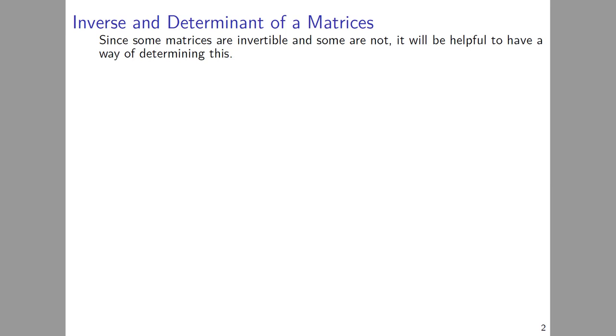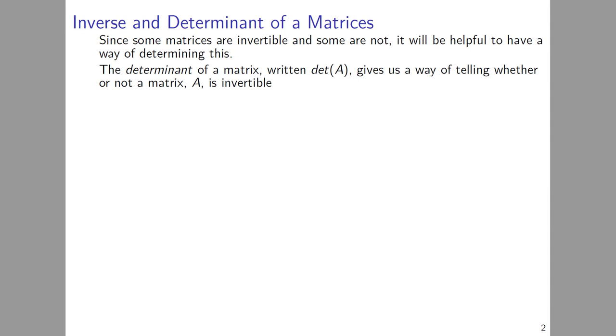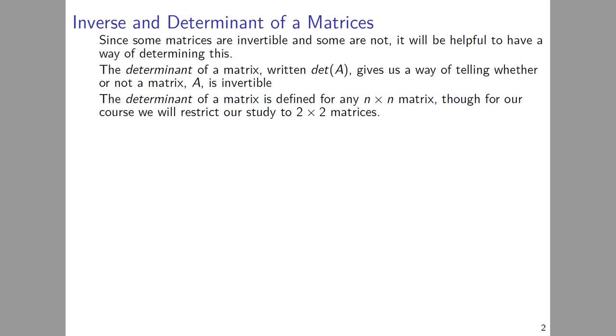Since some matrices are invertible and some are not, it will be helpful to have a way of determining this. To do this, we will define something called the determinant of a matrix. The determinant of a matrix, written as det of A, gives us a way of telling whether or not a matrix is invertible. The determinant of a matrix is defined for any n by n matrix, though for our course we will restrict our study to 2 by 2 matrices.